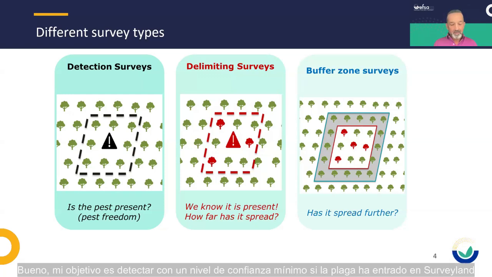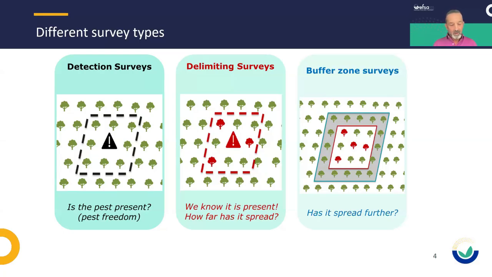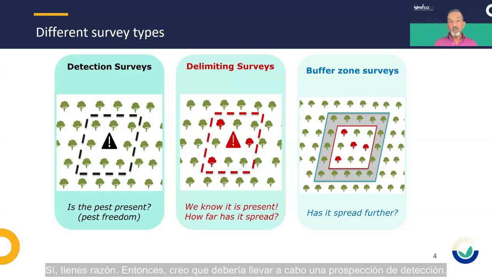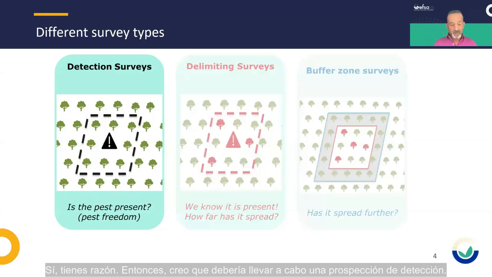Well, my aim is to detect the pest with reasonable confidence if it had entered Surveyland. And I believe that last year the pest was not there. Okay, that was last year, but couldn't the pest have been introduced meanwhile? Yeah, you are right. So I think I would go for the detection survey.